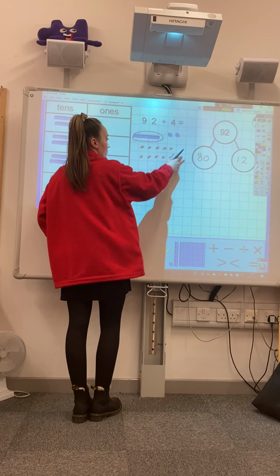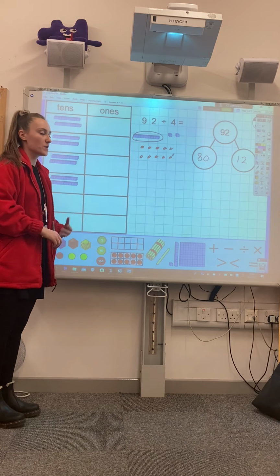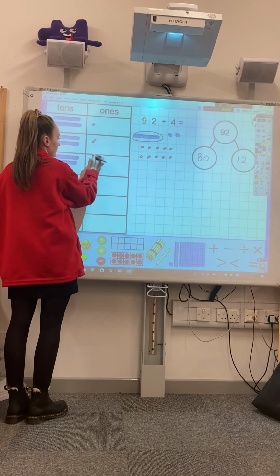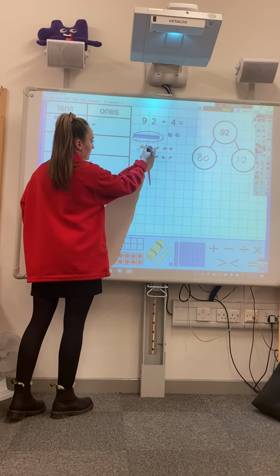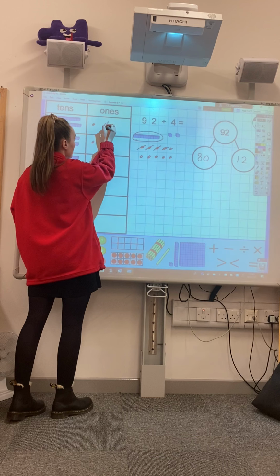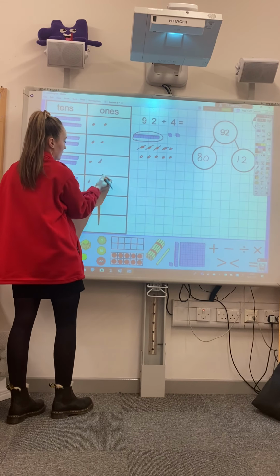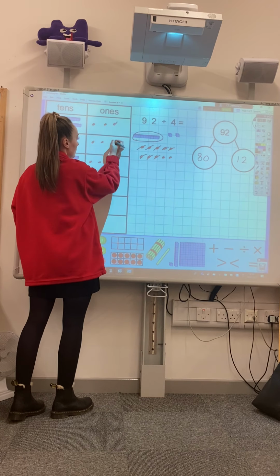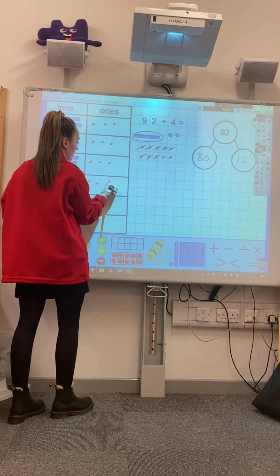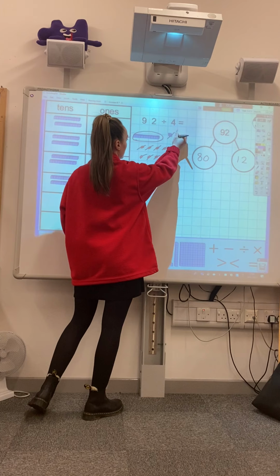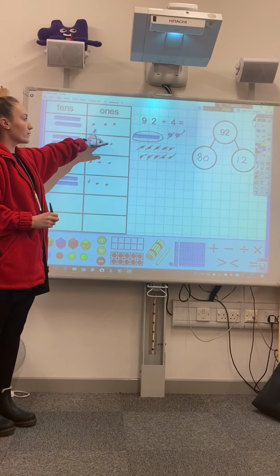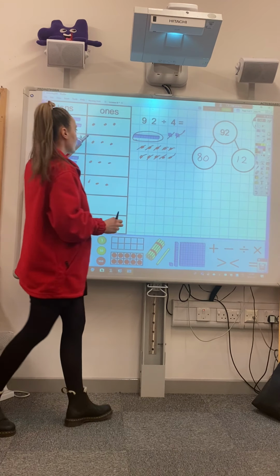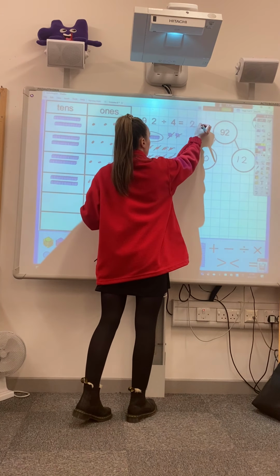And then that leaves me with 12 ones, which I know I can divide into 4 groups because 12's in the 4 times table. So I'm going to share them in here. Which then would leave me 3 ones in there, so 92 divided by 4 would be 23, because I've got 2 tens and 3 ones.